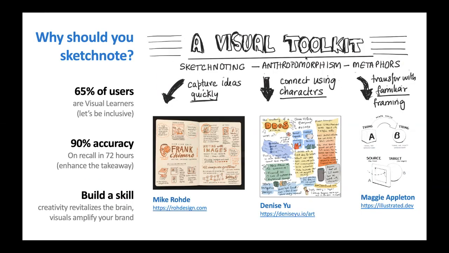But if you're not convinced, I'll give you one more reason why you should sketchnote. Turns out that when we learn, there are 3 different ways in which we learn. There's auditory learning, where you learn by listening. There's kinesthetic learning, where you learn by doing. And then there's visual learning, where you're really learning by looking at things. And it turns out that 65% of us are visual learners.